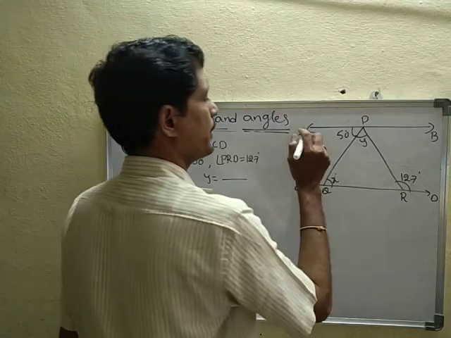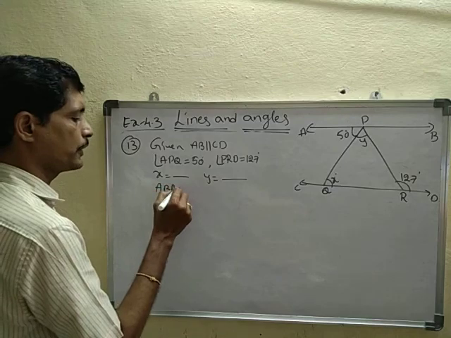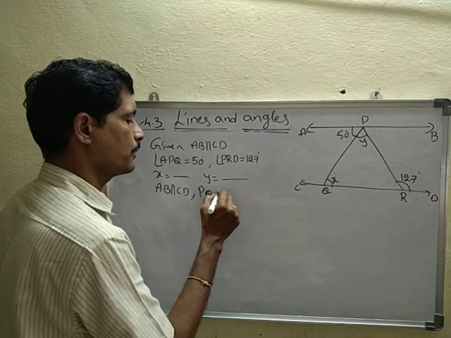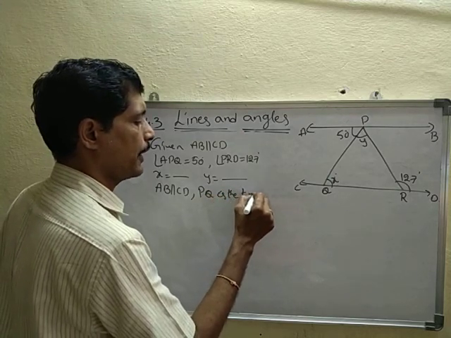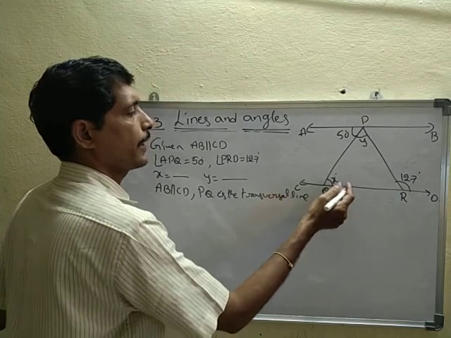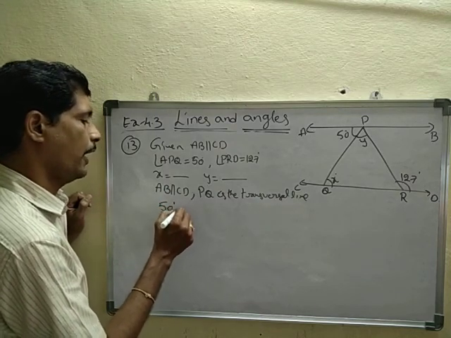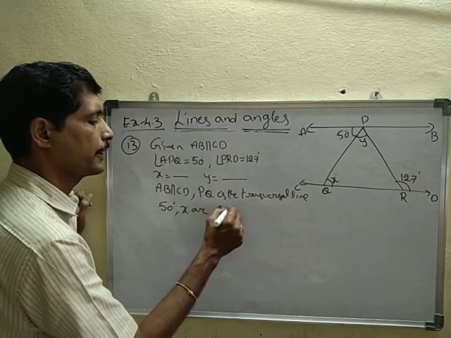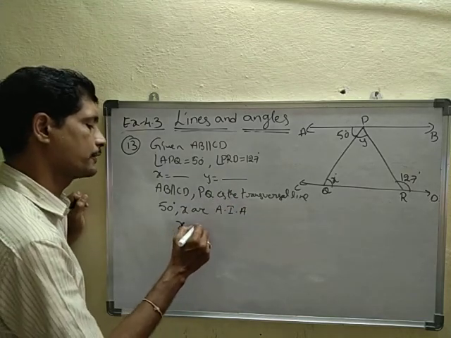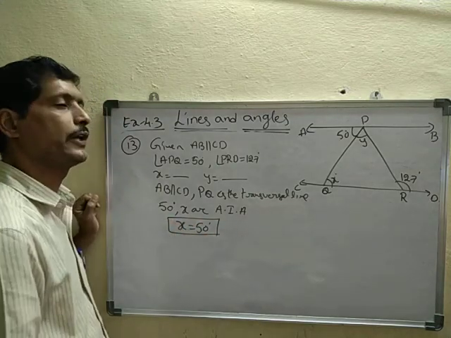Here AB parallel to CD, therefore PQ is the transversal line. Therefore here x and 50 degrees are alternate interior angles. Alternate interior angles are always equal, therefore x equal to 50 degrees. X equal to 50 degrees.